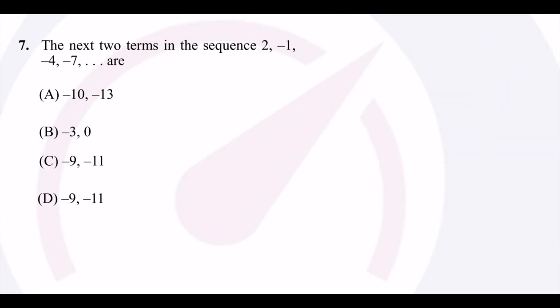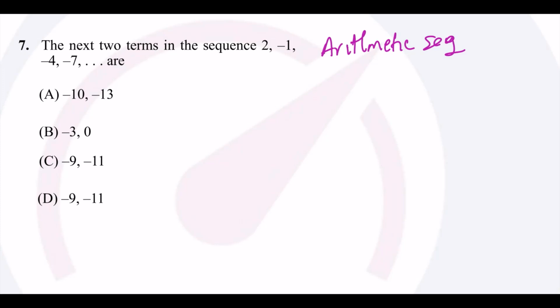Question 7, the next two terms in the sequence 2, -1, -4, -7 are. Now this is what we call an arithmetic sequence. So that means that something is being added, or you could say subtracted, so that we get the next term. Now one of the ways to find out what we call the common difference is to subtract the terms.